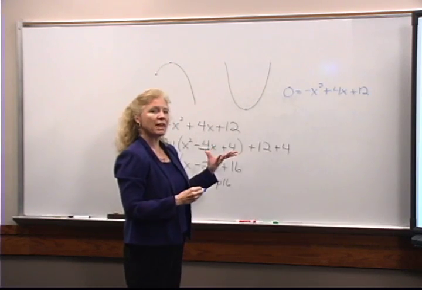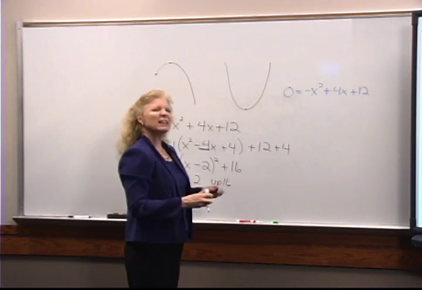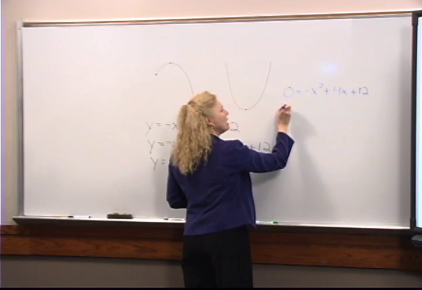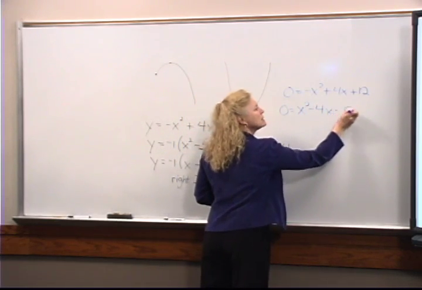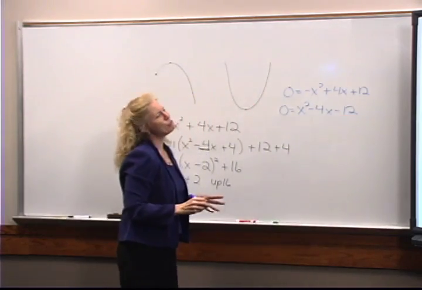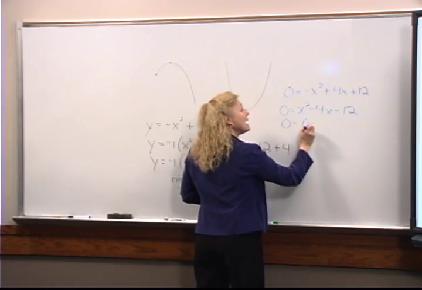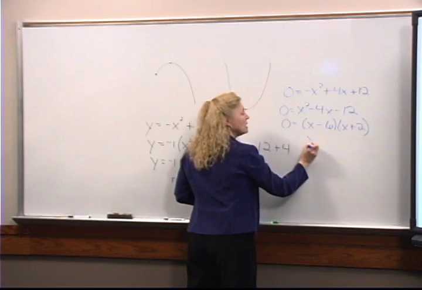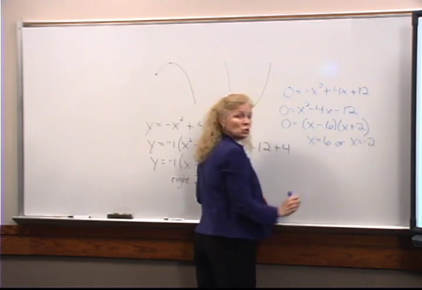Now I need to solve that quadratic equation. And I decide I like having a positive x squared better, so I'm going to multiply through by a negative 1. And I have 0 equals x squared minus 4x minus 12. And I say, oh, I like that. It factors really easily: x minus 6, x plus 2. So x is 6 or negative 2.